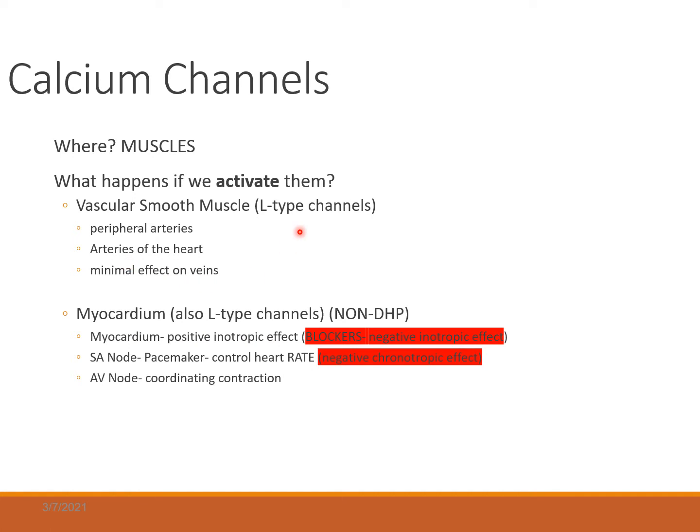Now, the calcium channels in the myocardium, basically the non-DHPs, what happens over here is that they block the inotropic effect. So there is a negative inotropic effect, all right? That is the cardiac contractility. Cardiac contractility is reduced. And the heart rate, that is the chronotropic effect, is also reduced, all right?